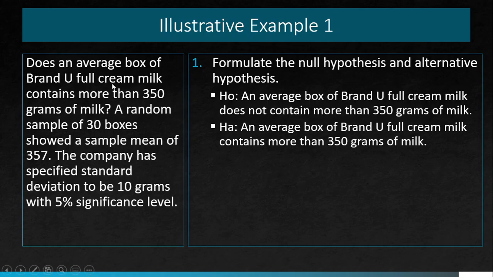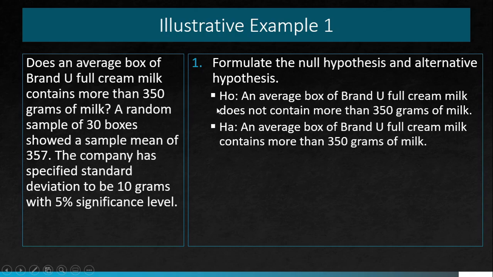So let's go back here. It states here that the average box of brand new full cream milk has a content of 350 grams of milk. So meaning that's the characteristic of your population. But based on our sample, it has a mean, an average, of 357. So this is your sample.